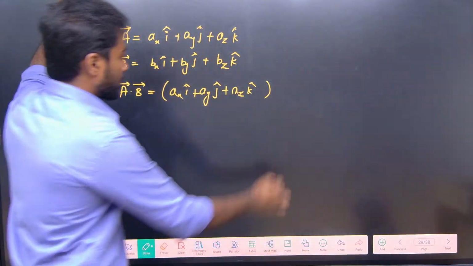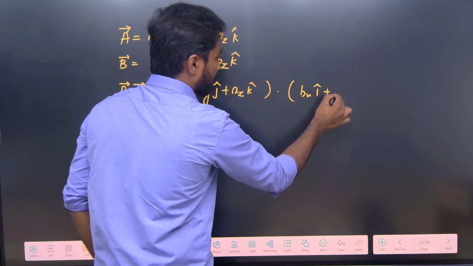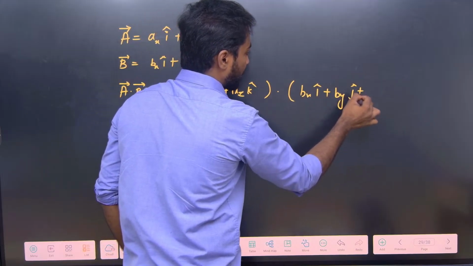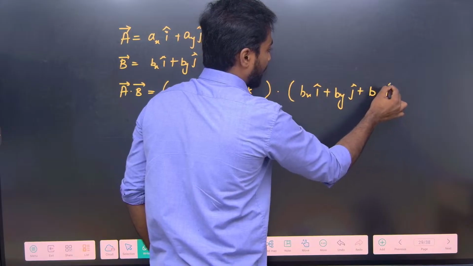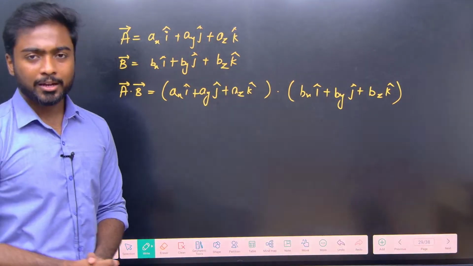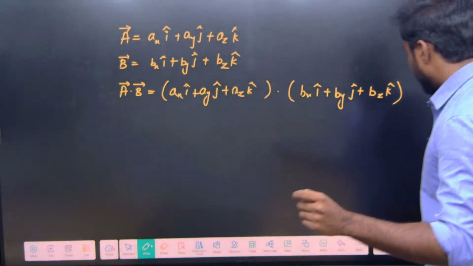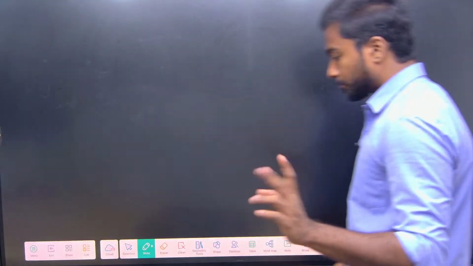The next one is dot of Bx I cap plus By j cap plus Bz k cap. Okay sir, we have done this, what should we do next? I'll give an important point here, it's very, very important.